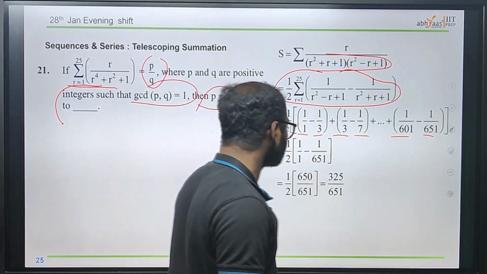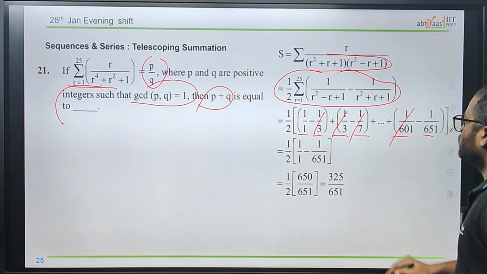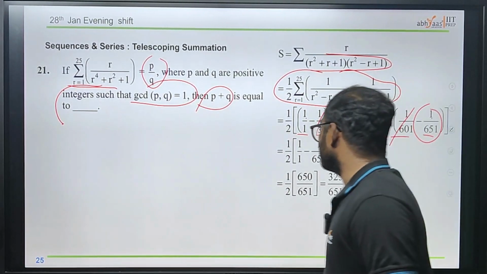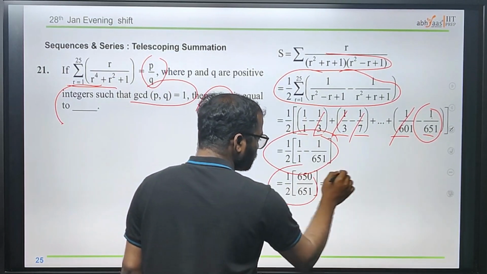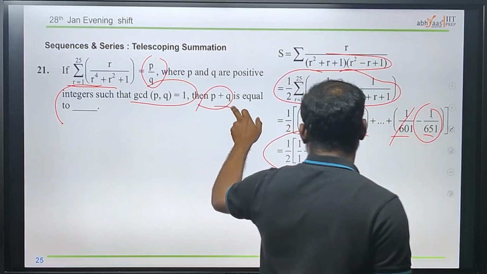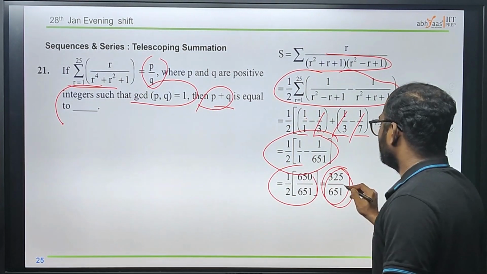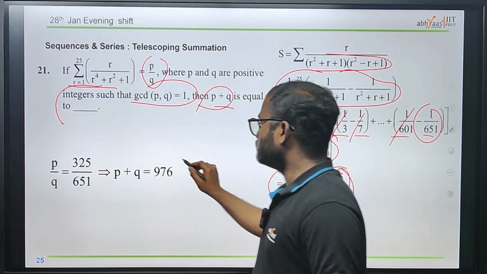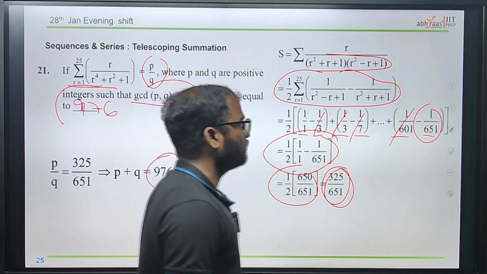Now if you observe, these terms cancel out up to here. Only this one and this one will remain, which is a telescoping series. Therefore we got the answer, which is 325 by 651. Now they are asking for p plus q. Since we know the GCD of p and q is 1, we just add those two, which gives 976 as our answer. That's how we got the answer.